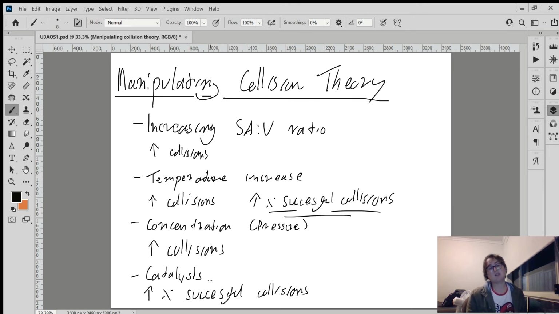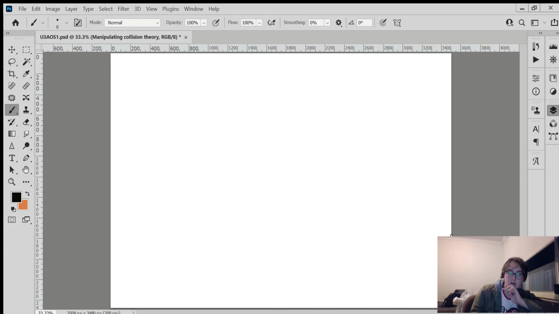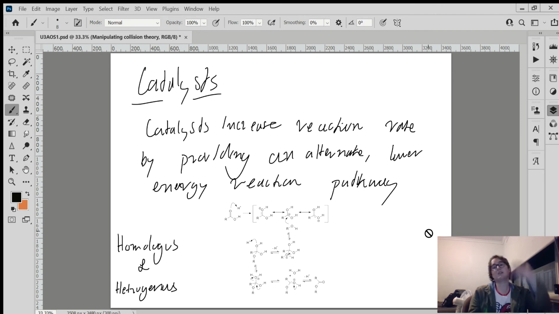Now catalysts don't do anything except for increase the amount of successful collisions. It doesn't increase the amount of collisions. It doesn't increase the extent of the reaction. It just increases the reaction rate. Catalysts are quite an important thing in industry and in the course as well. They increase the reaction rate by providing an alternative, lower energy reaction pathway.